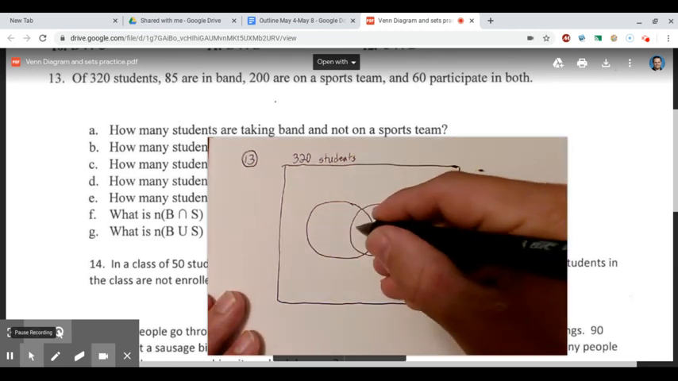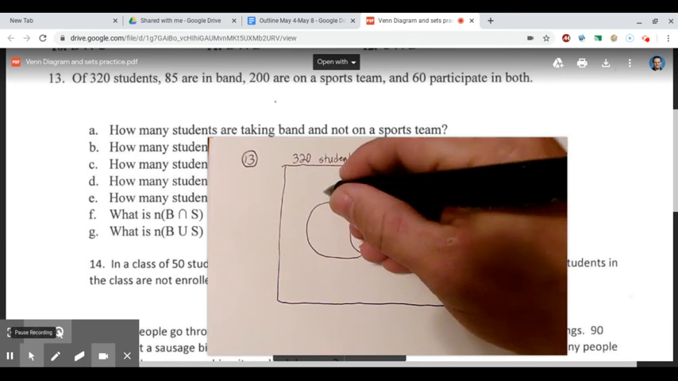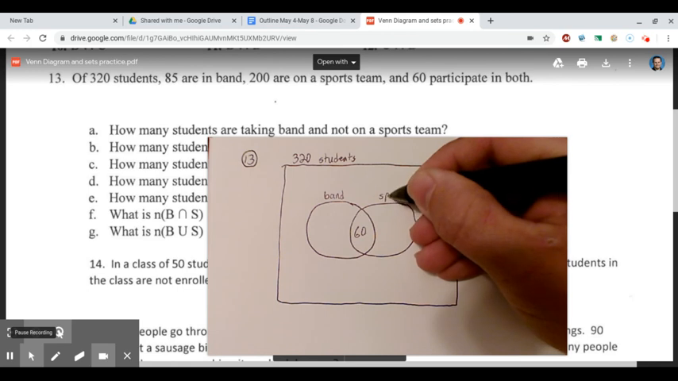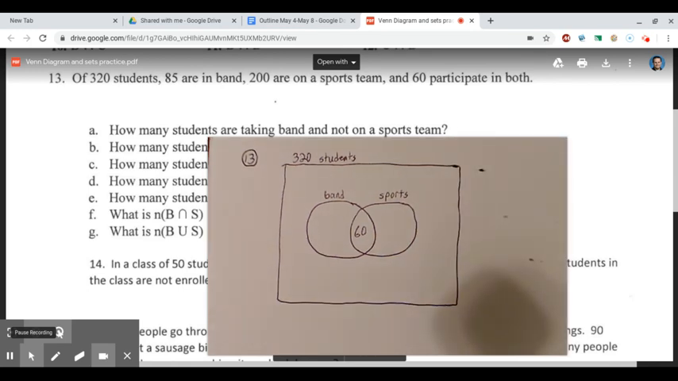So before I even label them, I know that 60 from my instructions is going to be who participate in both. I'm going to make the one on the left the band students. I'm going to make the one on the right the sports team participants. And now I'm going to figure out what goes where.